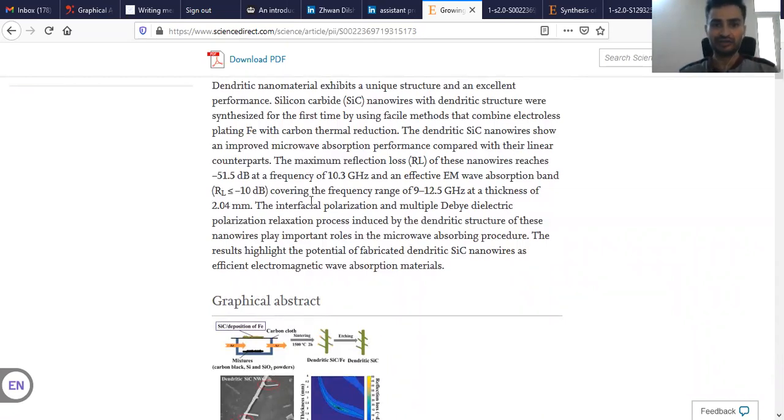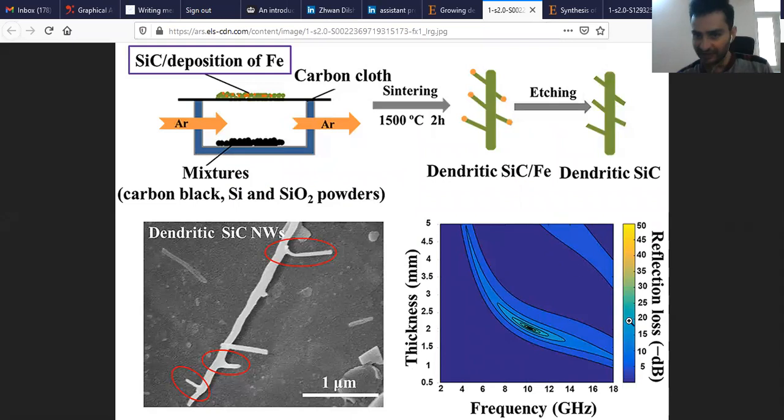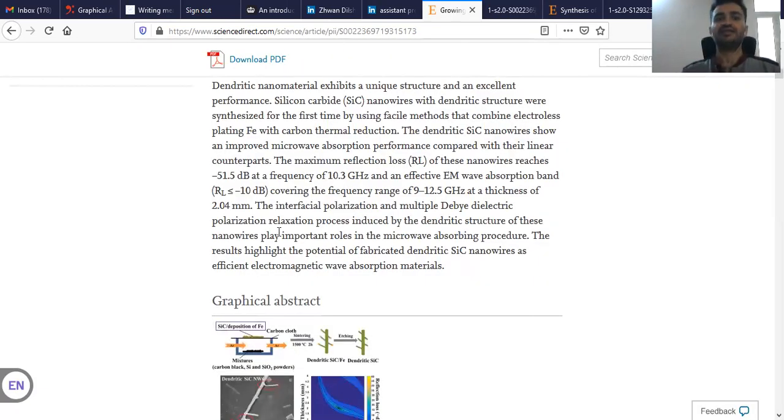Then here is the explanation. The dendritic silicon carbide shows an improved microwave absorption performance compared with its linear counterparts. So we can find that in this graphical abstract. After that, it talks about maximum reflection loss, and these values we can find here. After that, the interfacial polarization and multiple dielectric polarization relaxation processes induced by the dendritic structure of these nanowires play important roles in the microwave absorbing procedure. So this is a kind of conclusion. And after that, the results highlight the potential of fabricated dendritic silicon carbide nanowires as an efficient electromagnetic wave absorption material. This is a recommendation for future research.